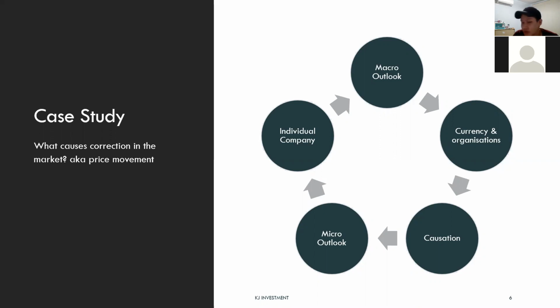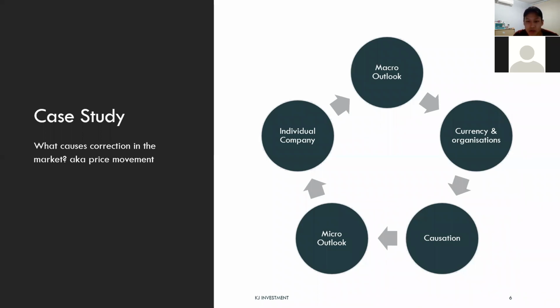Secondly, aside from the macro outlook, we have to factor in the currency and organizations. For example, the politics that's ongoing, the economic trends, human psychology as well, and organizations such as OPEC or the World Trade Organization. What new policies are they implementing, for example? Moving on, we also have to view competitors, as well as the industry and sector. What news is ongoing? What are the trending innovations, for example? As well as the indirect industries that might possibly cause a certain kind of disruption.